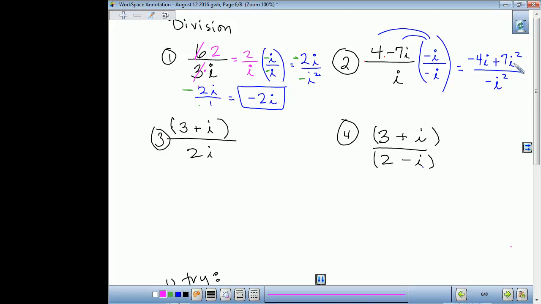Okay, so this is going to change that to a -7. And if i squared is -1, then -i squared would have to be +1, right? So this simplifies to +1. So really all I have to do is move around my numerator and make it -7 minus 4i, and I'm done.